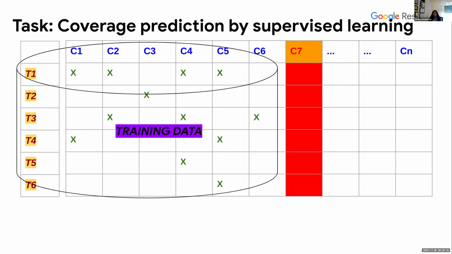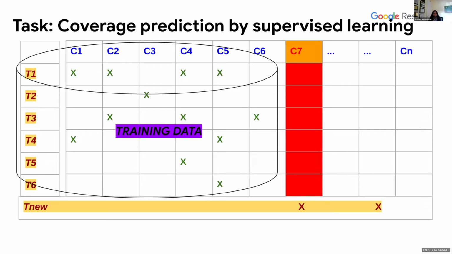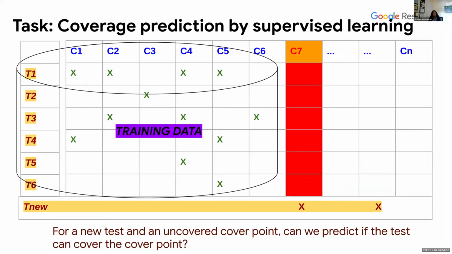The learning task, or the prediction task, is: given a new unseen test, a test that this model has never seen, would it be able to predict which of the cover points of the design are covered by that test? So it's trained on some tests and the branch coverage of those tests. But for a new test, what is the branch coverage? What exactly are the points that are covered? Unseen test, unseen cover points. That's what we are trying to predict.